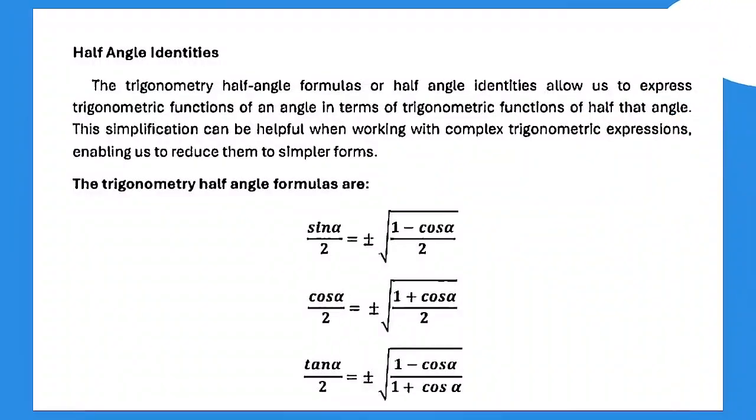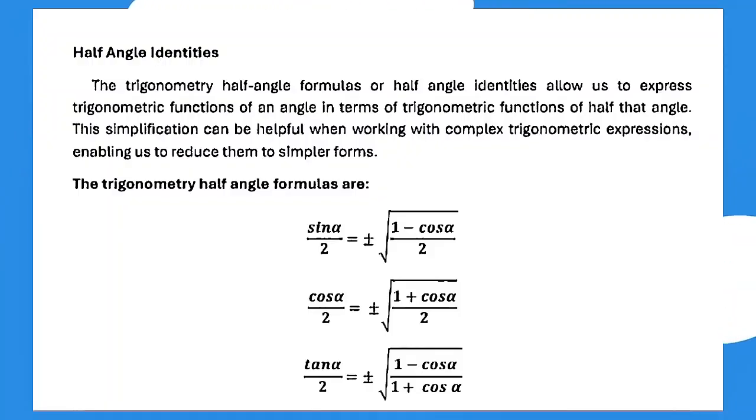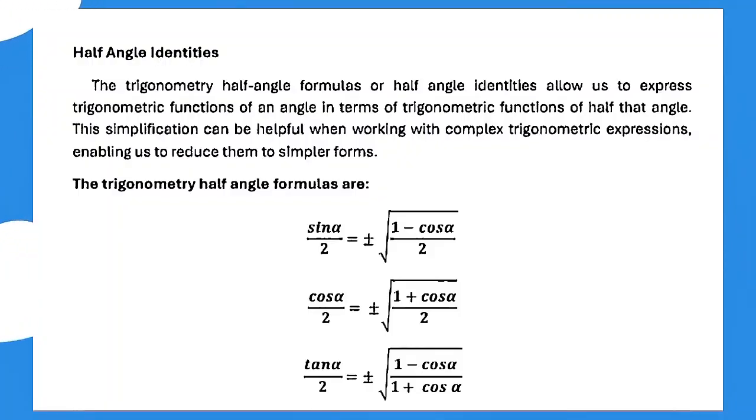We all know that trigonometry half-angle formulas, or half-angle identities, allow us to express trigonometric functions of an angle in terms of trigonometric functions of half that angle. This simplification can be helpful when working with complex trigonometric expressions, enabling us to reduce them to simpler forms.